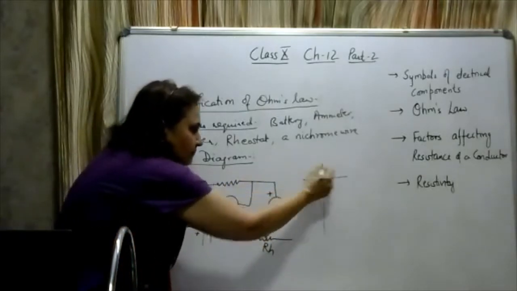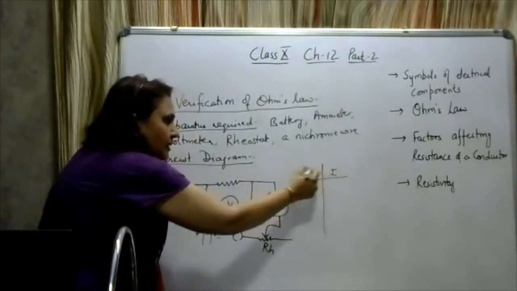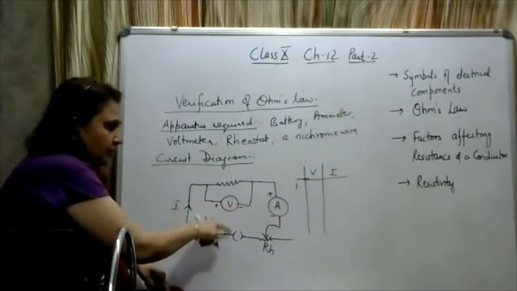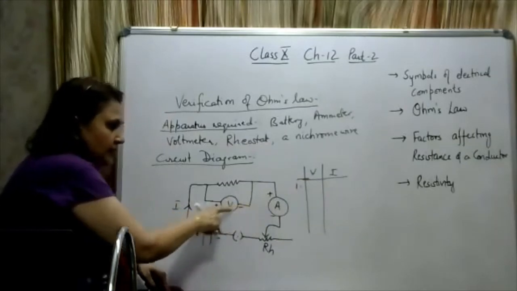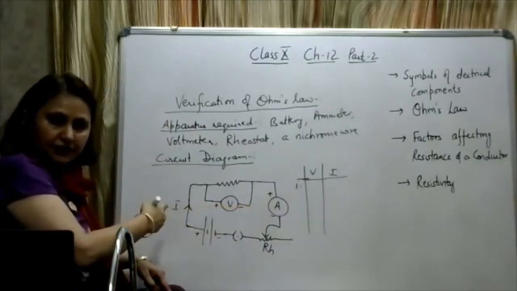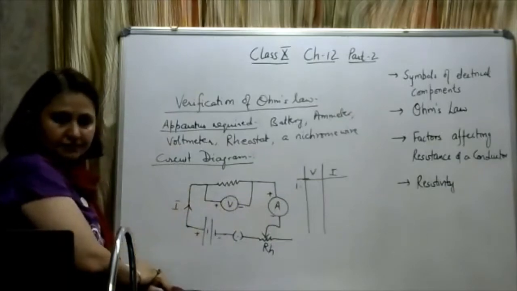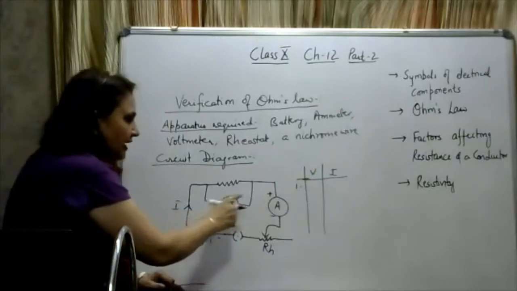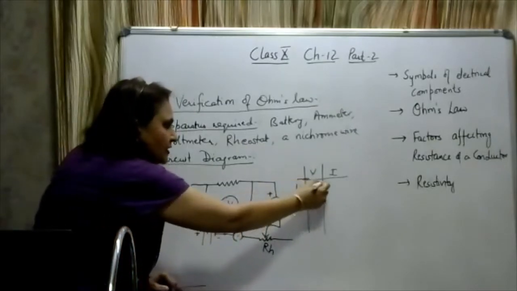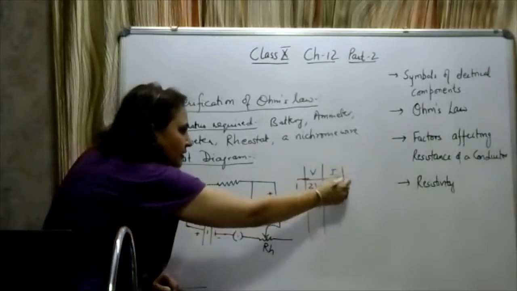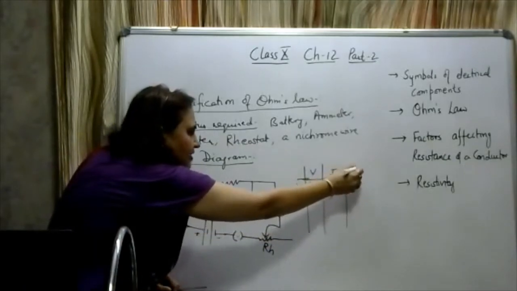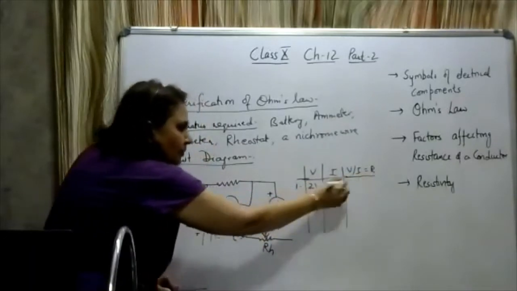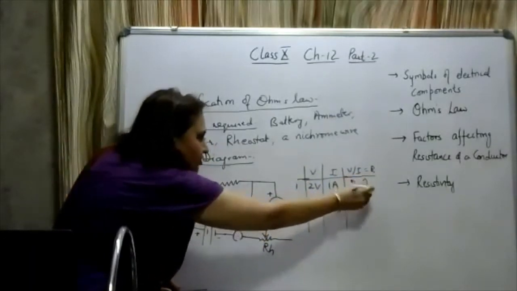Let us take an example. This is the voltmeter reading and this is the ammeter reading. We take a number of readings. By changing the ammeter reading, correspondingly the voltmeter reading will also change. Suppose initially, keeping the rheostat at one value, the voltmeter reading is 2 volts and the current is 1 ampere. So here we'll calculate the ratio of V to I, which we call the resistance. So 2 upon 1, it is 2 ohms.